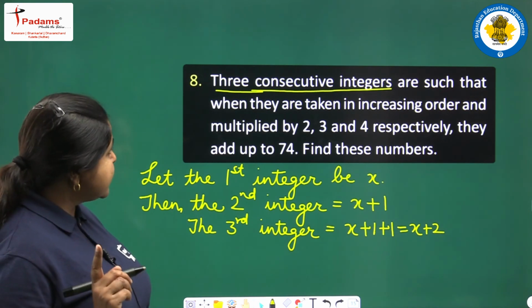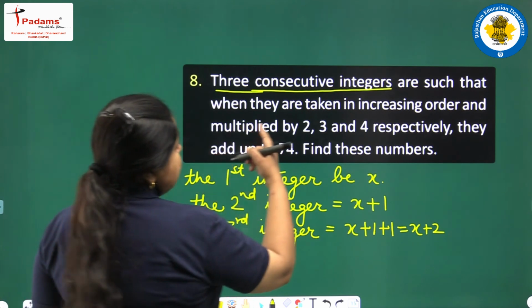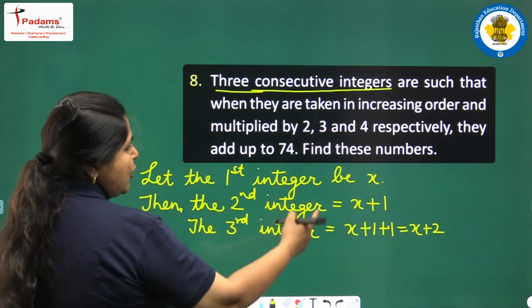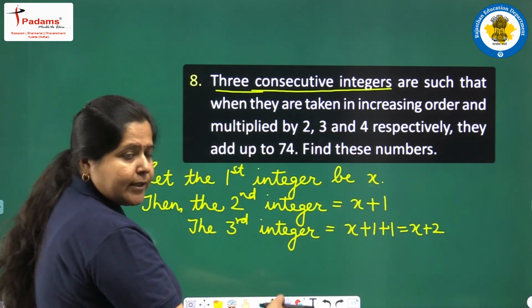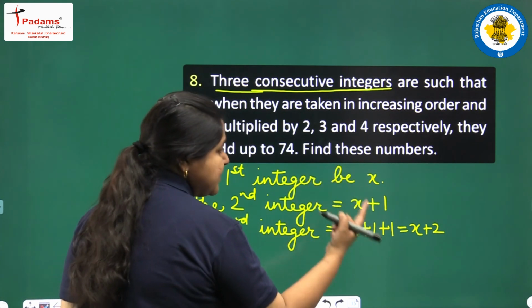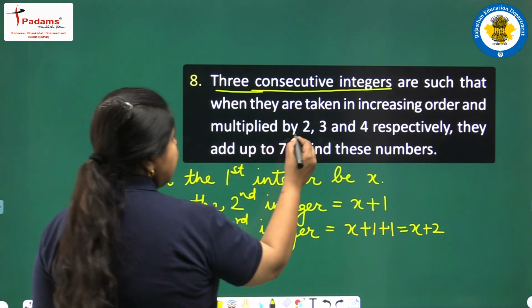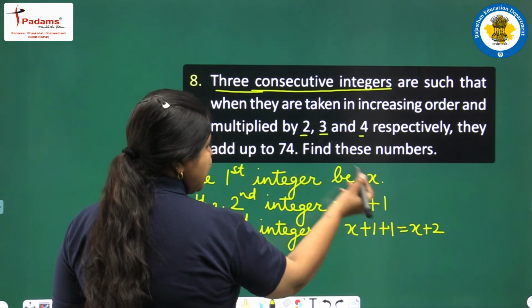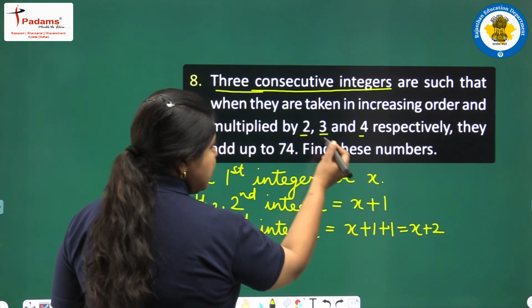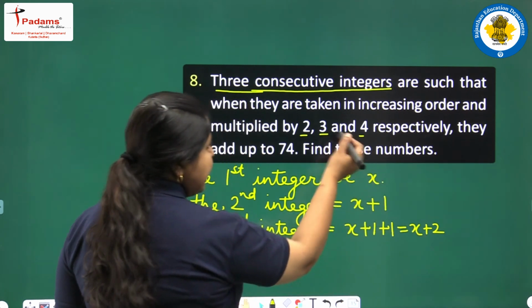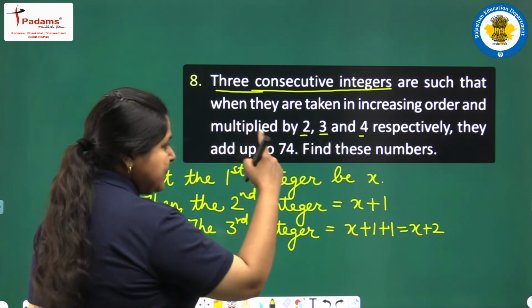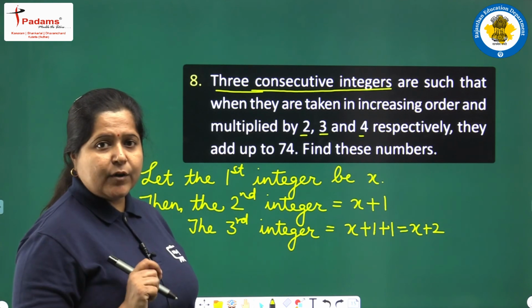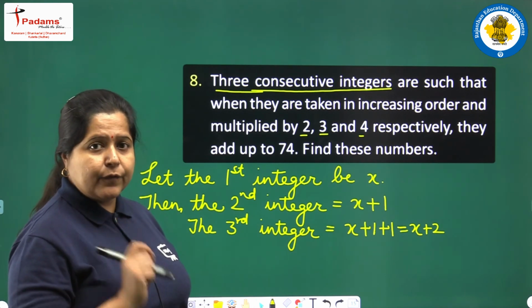Now what are they saying? Taken in increasing order. So this is obviously the increasing order, x, then x plus 1, then x plus 2, and multiplied by 2, 3 and 4. That means we have to multiply the first number by 2, the second number by 3 and the third number by 4.